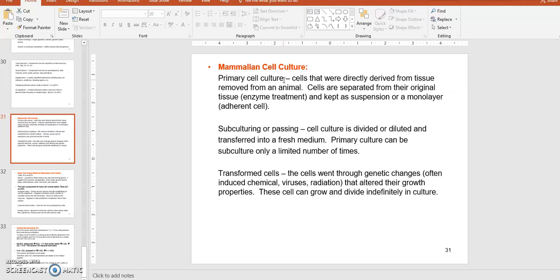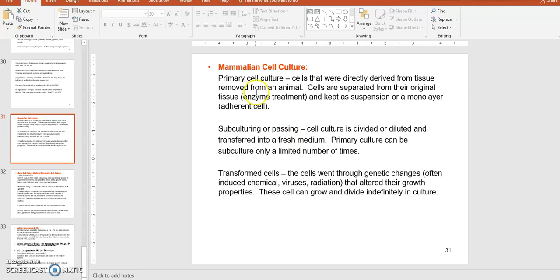And those cells, since they can live continuously for a few generations, you can subculture or pass. What does that mean? When cells grow, they expand and run out of surface they can stick to, and they run out of nutrients, then you will have to move those cells to a fresh medium. That's what subculturing or passing is. You will get to do this in your cell culture class.